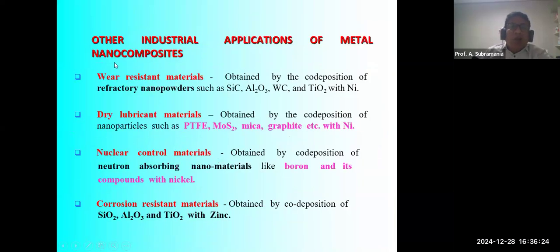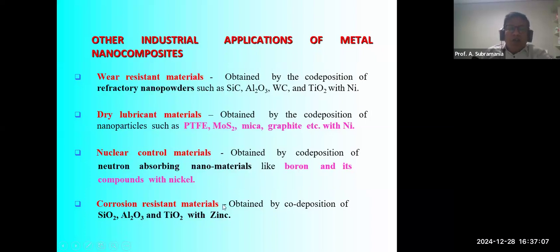Other industrial applications of nanocomposites are given here. See, if you want to make wear resistant material, you have to make silicon carbide, alumina or tungsten carbide embedded nickel composite coating, or dry lubricant materials. Teflon, molybdenum sulfide, mica, graphite embedded nickel can be used for making dry lubricant materials. Then nuclear control materials can be obtained by co-deposition of neutron absorbing nanomaterials like boron and its compounds with nickel.